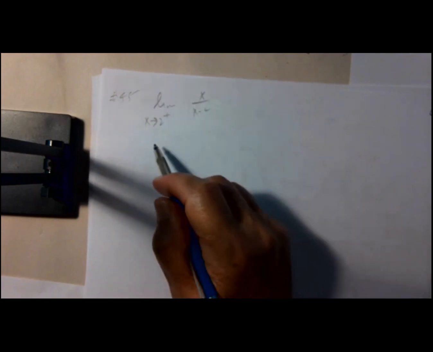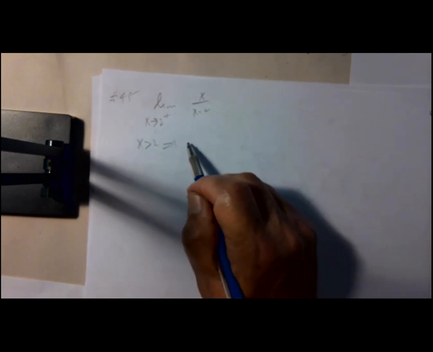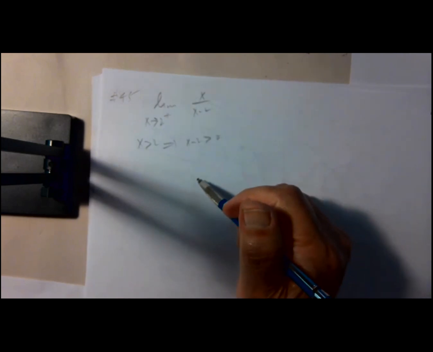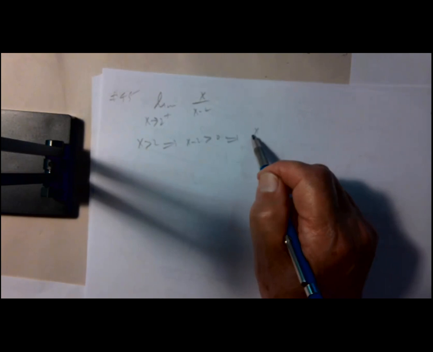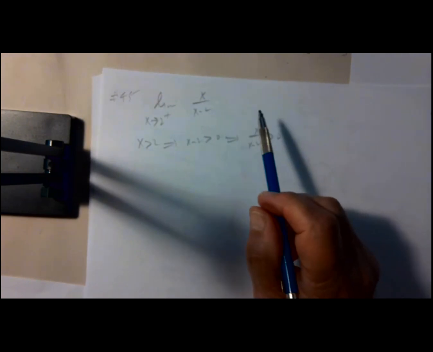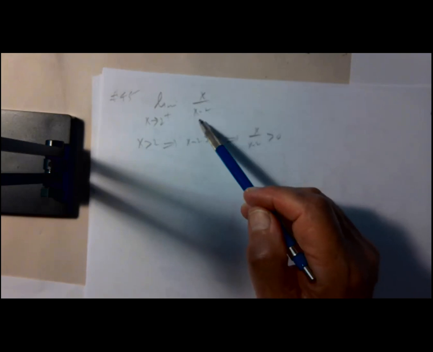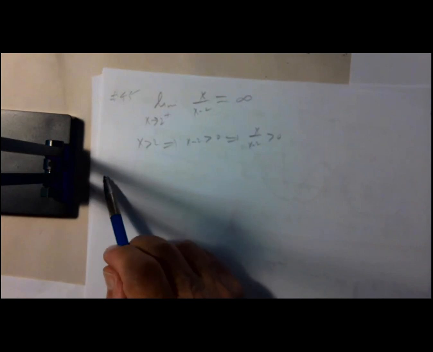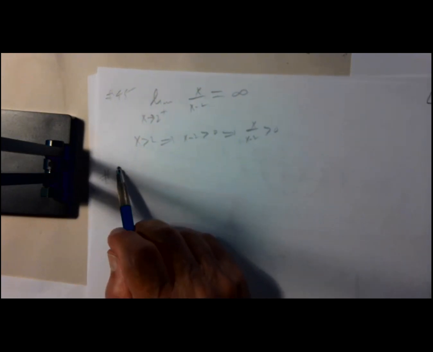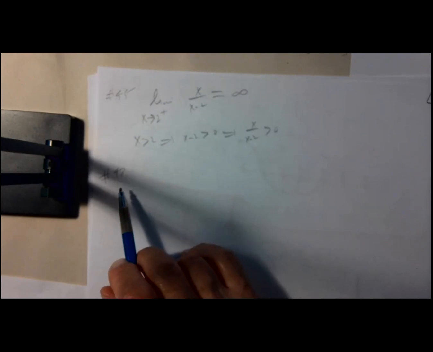So as x approaches 2 from the right, that means x is bigger than 2. So x minus 2 is positive, so x over x minus 2 is positive. But the numerator is approaching 2, the denominator is going to 0. So this limit is infinity. Any questions about this? Again, you need to spend a lot of time trying to understand this stuff because it's complicated.